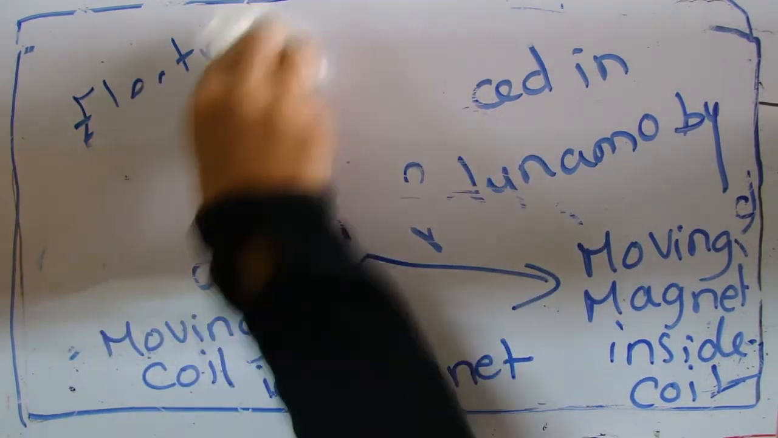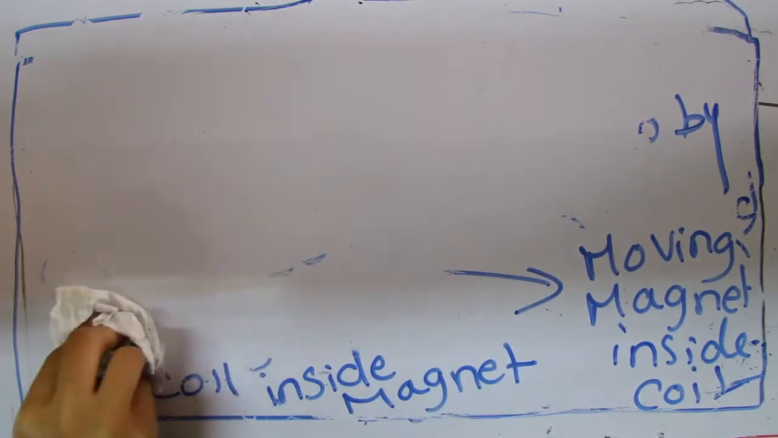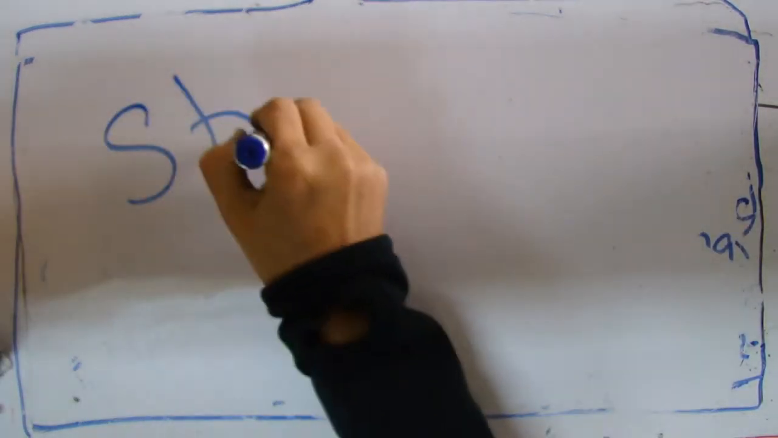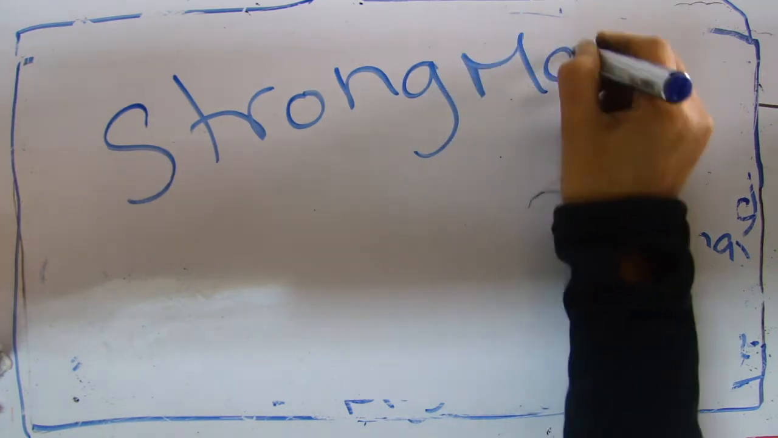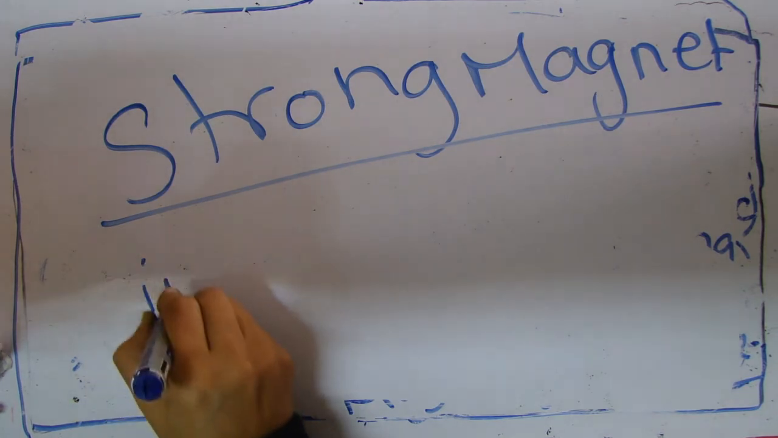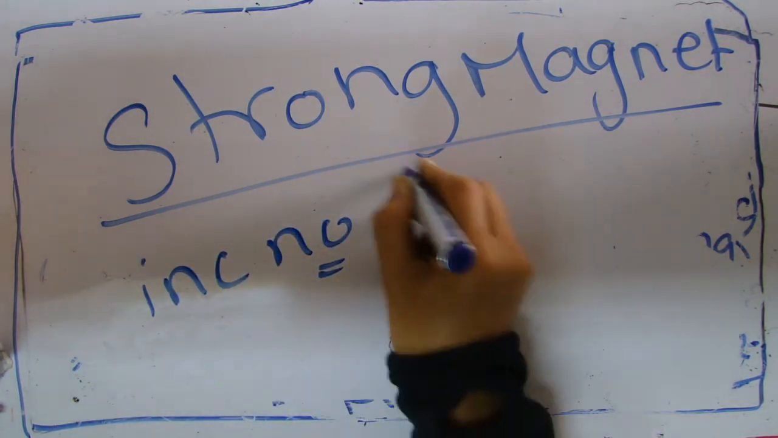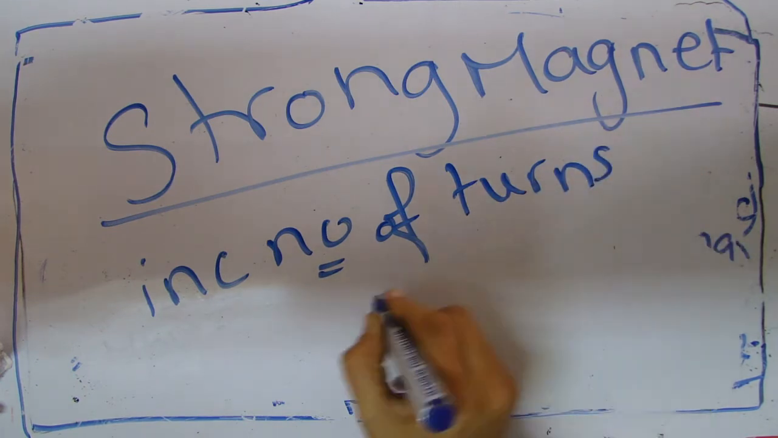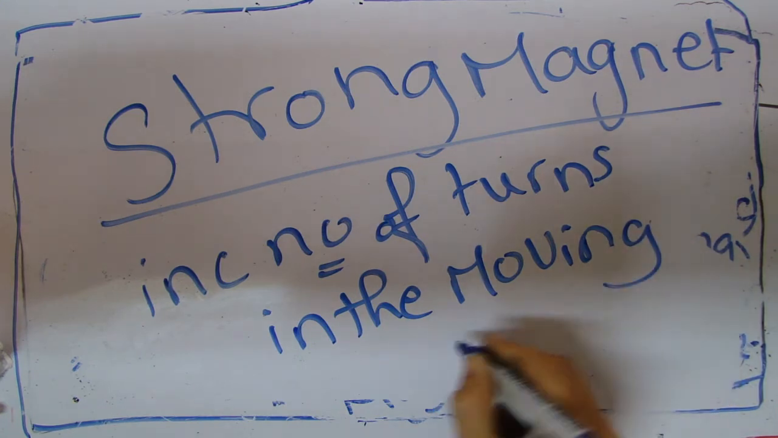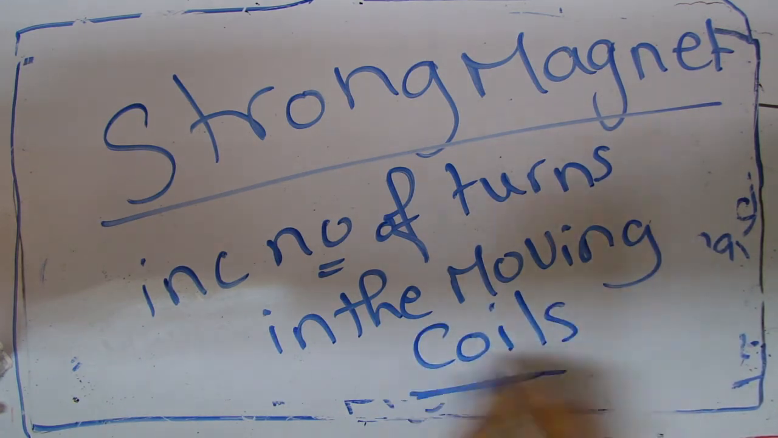How to make a strong dynamo? There are two ways to make it strong. Number one, use a strong magnet, a huge magnet, not a small one. Number two, increase the number of turns in the moving coil, meaning not making 2 turns or 3 turns. If you increase the number of turns in the moving coil, it will increase the power of the dynamo.